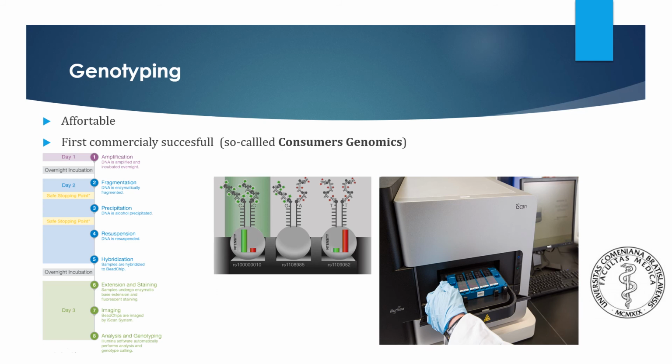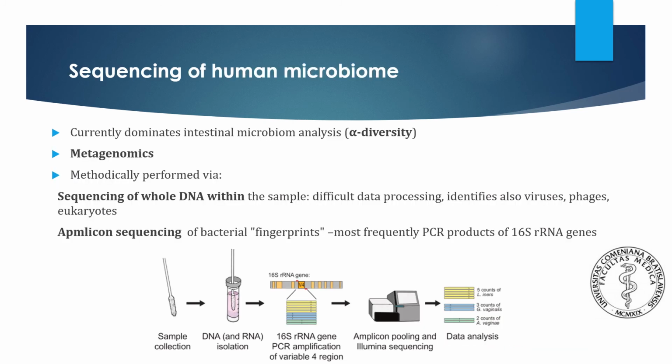And of course, it is good to know that there are commercially available and successful so-called consumer genomic kits. If you, for example, know 23andMe or similar, it is all based on SNP genotyping. Another very interesting venture of personalized medicine is the sequencing of the human microbiome. Currently the intestinal microbiome analysis certainly dominates, so-called alpha diversity. What is important is that alpha diversity in metagenomics means that we are analyzing one site, basically all the organisms within the one site.